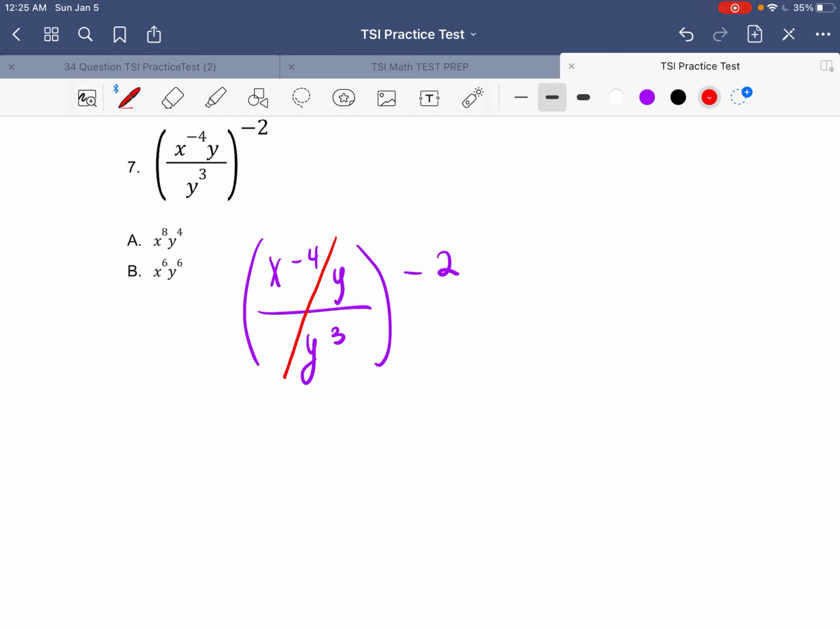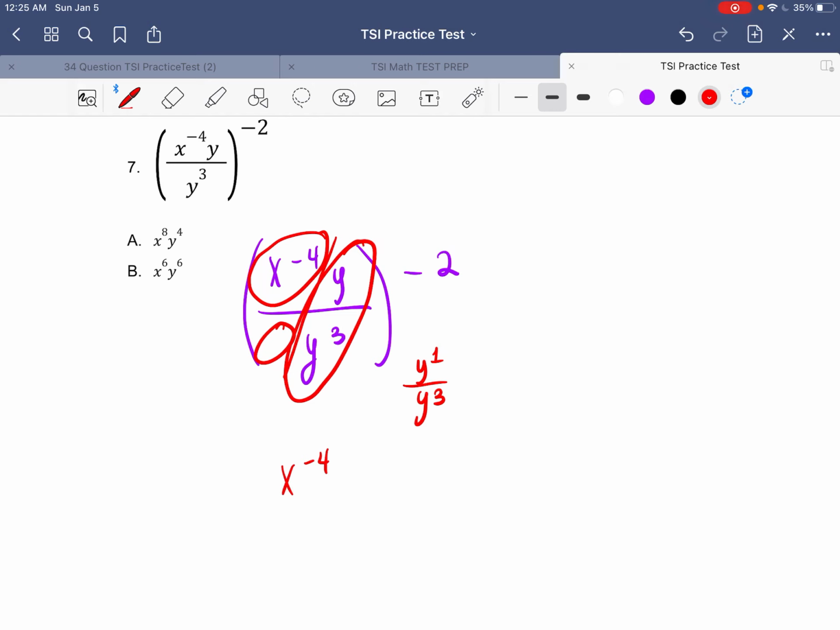And you only can divide the things that are similar. So if there's an x on the top, you only can divide it by an x on the bottom. So because there's no x on the bottom, there's nothing to divide x to the negative 4th power by. So we just leave it as is. But then we can go ahead and do y divided by y to the 3rd power.